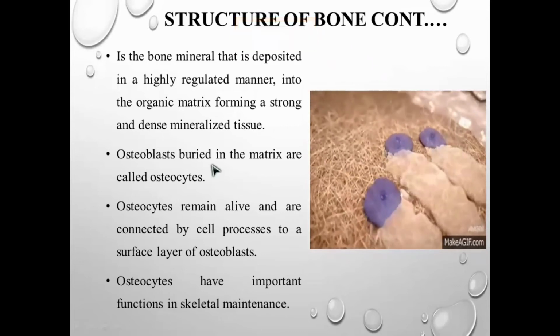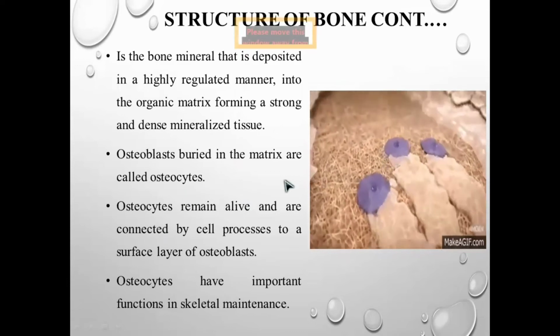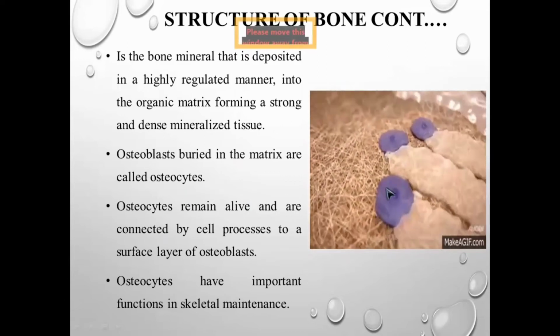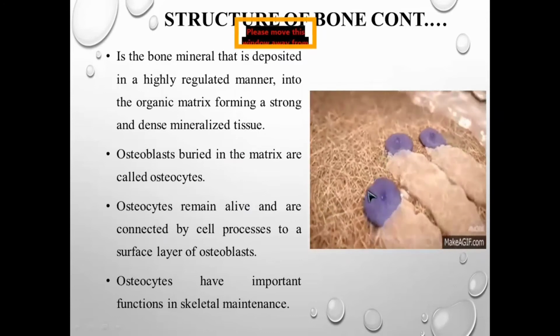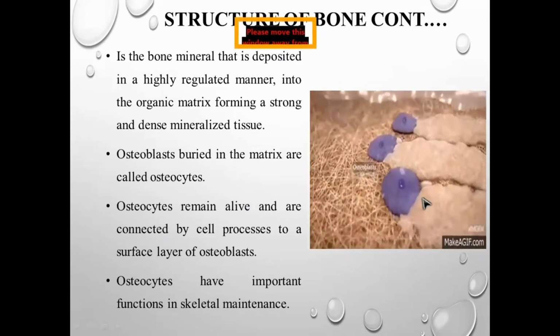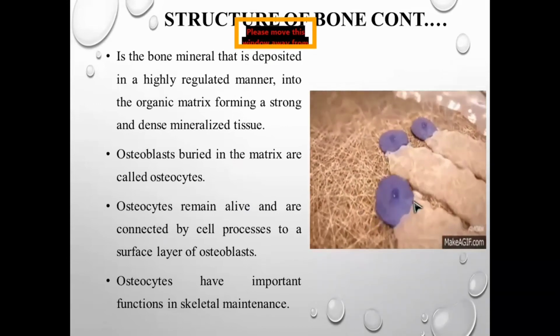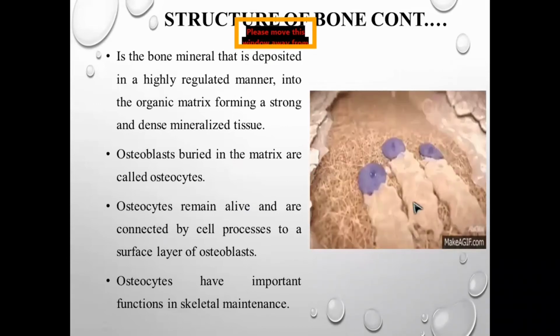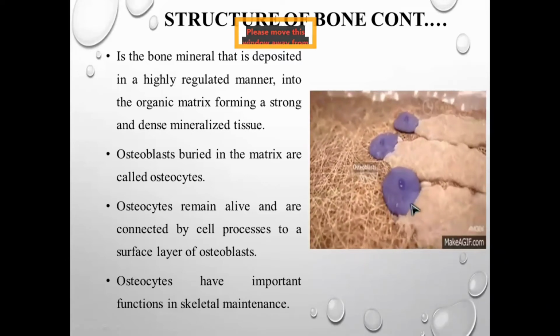The osteoblasts buried in the matrix are called osteocytes. What happens is these osteoblasts get buried, or undergo apoptosis. They get buried in this matrix and form another cell which you call osteocytes, which are star-like shaped. We'll see the next diagram.